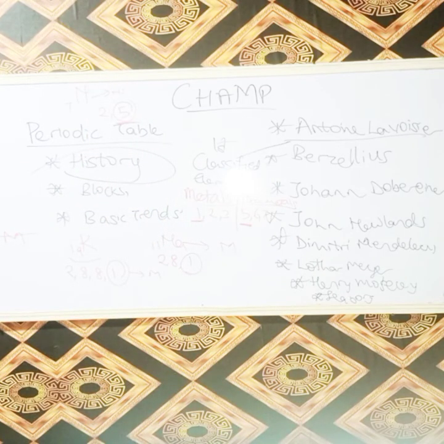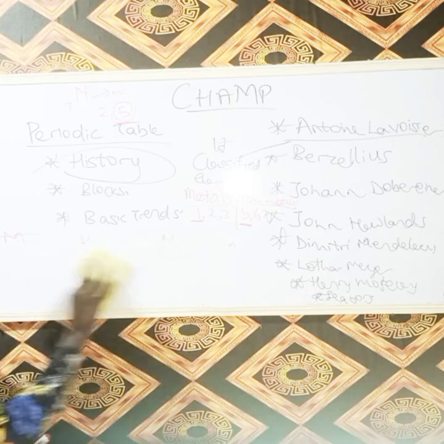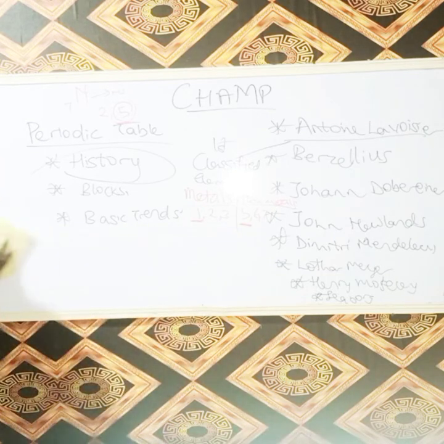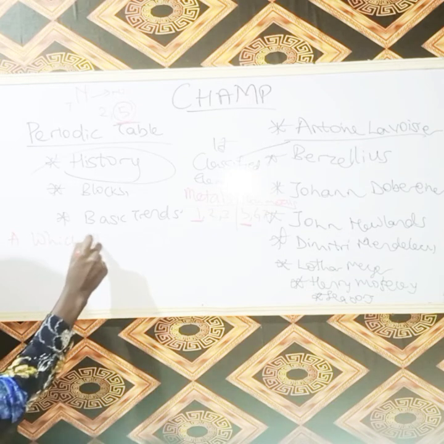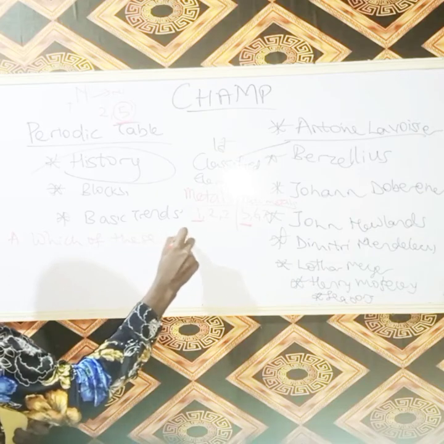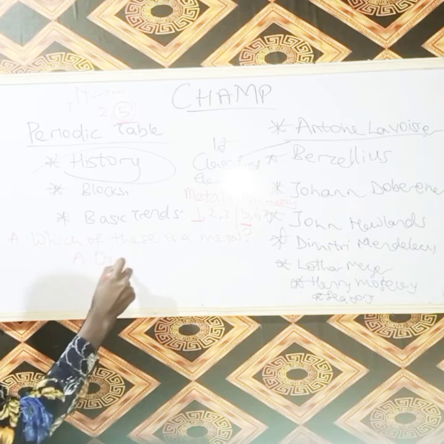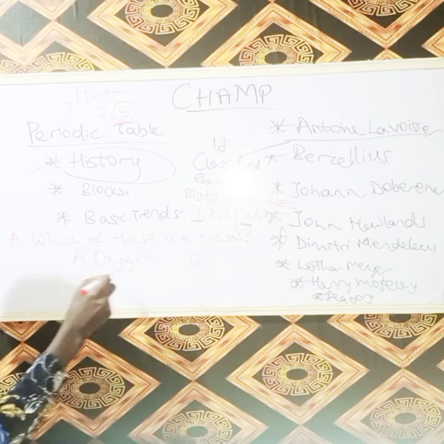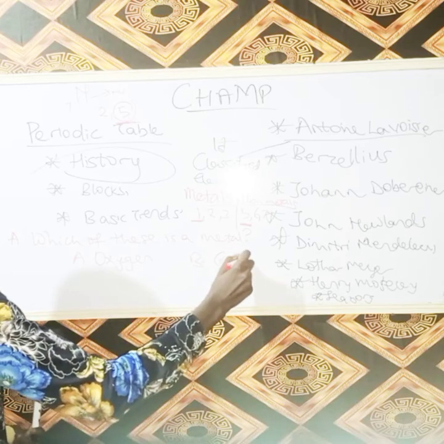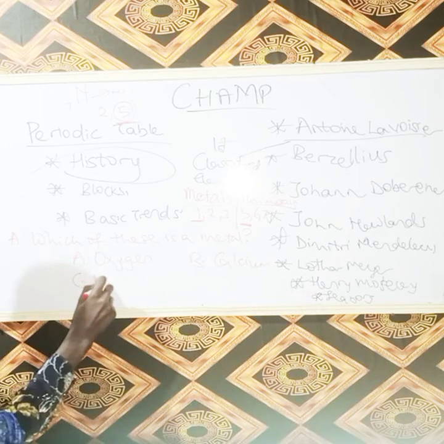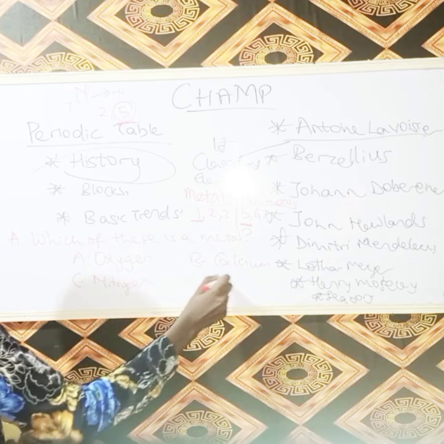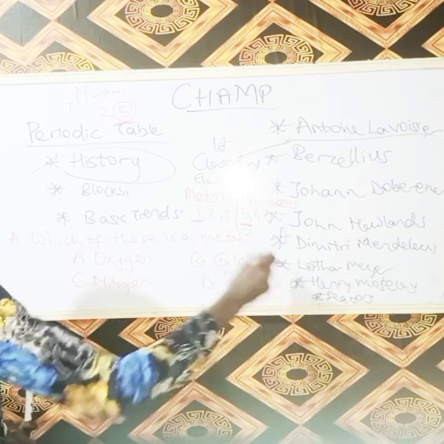Let's quickly solve a typical past question on that. If you are asked this in your post-UTME or your coming exam, maybe JAMB or any exam, what will your answer be? Which of these is a metal? Option A, oxygen. Option B, calcium. Option C, nitrogen. Option D, sulfur. It's a very simple question.